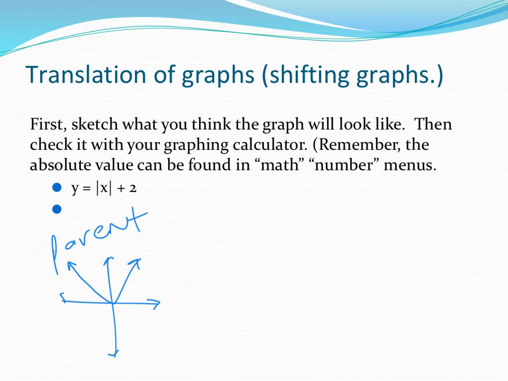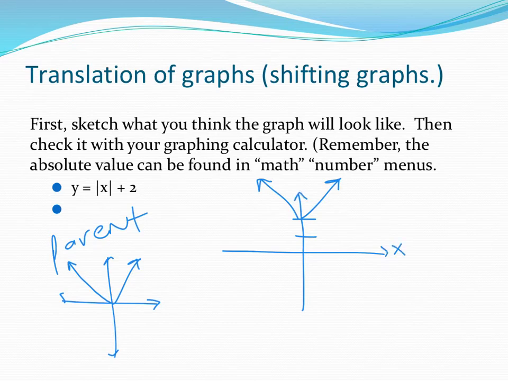Well, adding changes the position of the graph, so is that going to be moving it up and down or left and right? Well, since it's added to the function, it's going to affect the y value of the function, meaning that it's going to move the graph up or down. Positive means I'm going to move up, so a pretty good guess here is that it's going to move the graph up 2 units.